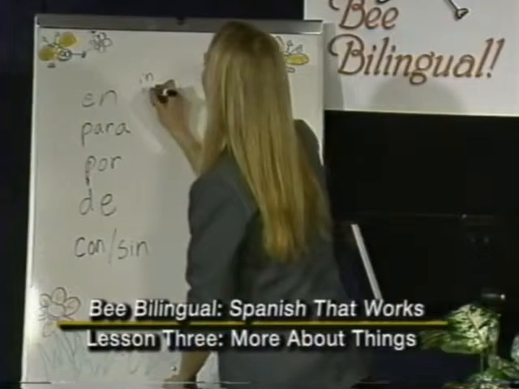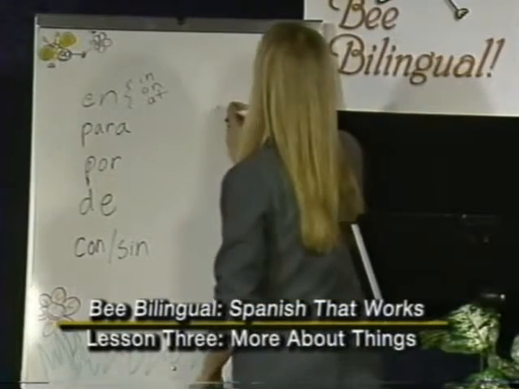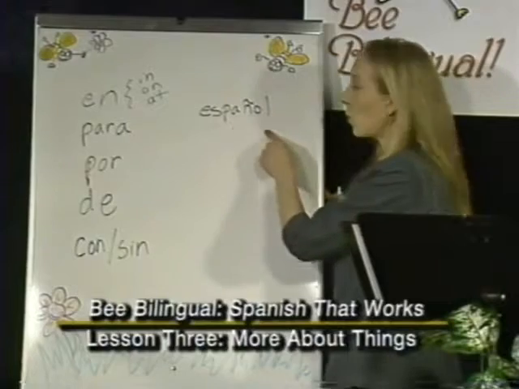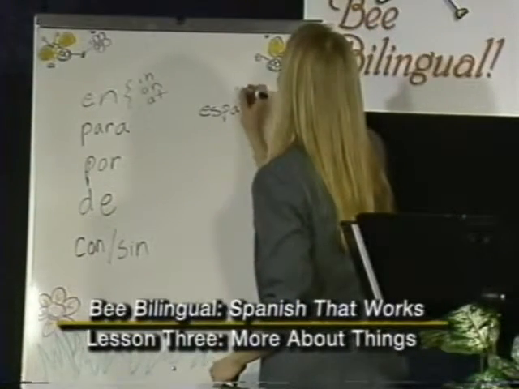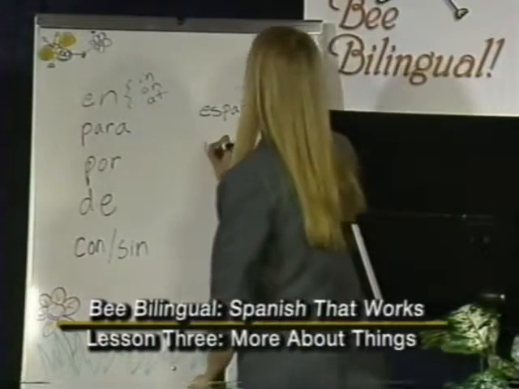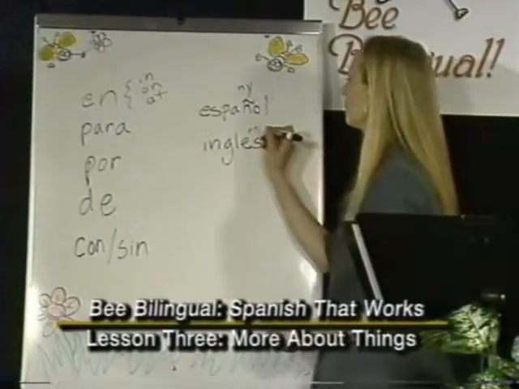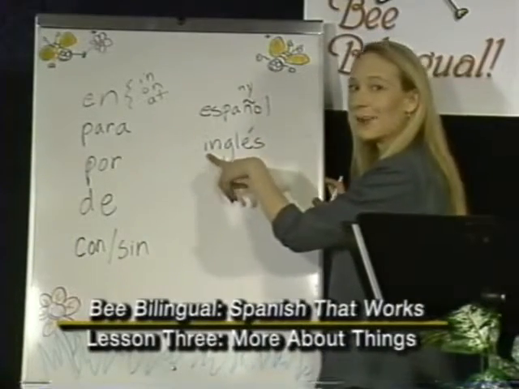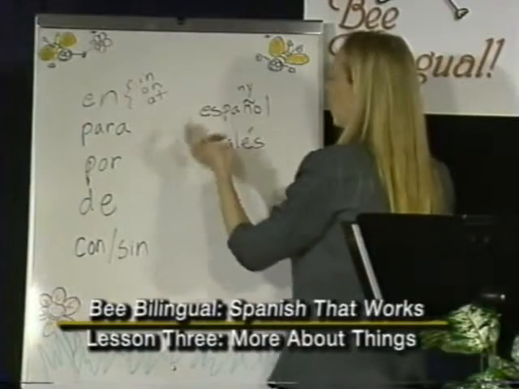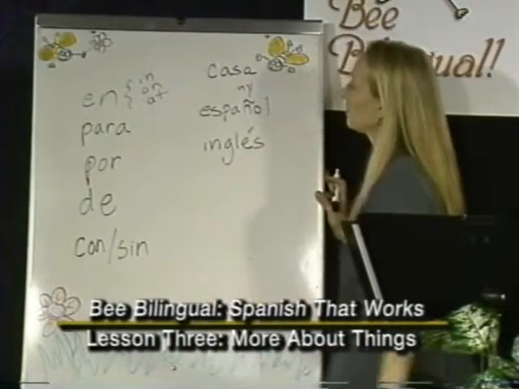En means in, on, or at a location. It means in other contexts as well. For example, in Spanish would be en español. The ñ with the wavy line in Spanish is like the ny of canyon. Español, Spanish. In English, en inglés. Again, accent, stress is here. This is in, Spanish I is always E, you kind of have to smile a little bit. Inglés, in English. So, en español, en inglés. If you're at home, you could say en casa, at home.